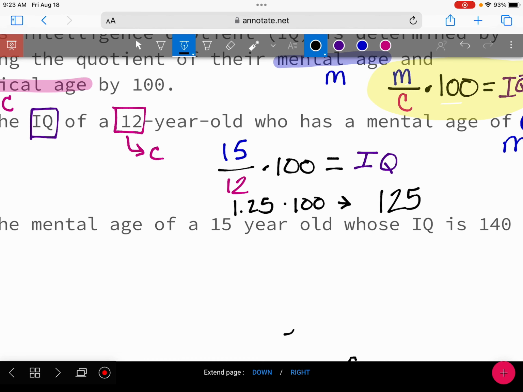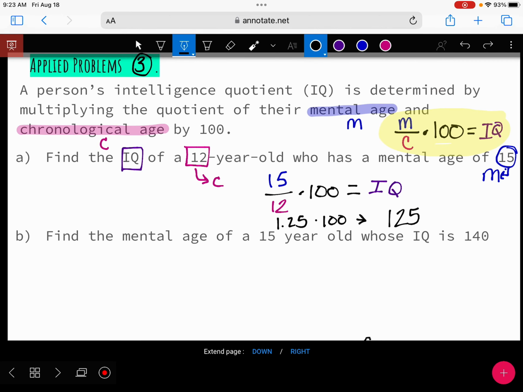All right. So that's how we're figuring that out. Let's look at part B. Then what we're asked to find is the mental age. So we're going to be working backwards. So find the mental age.